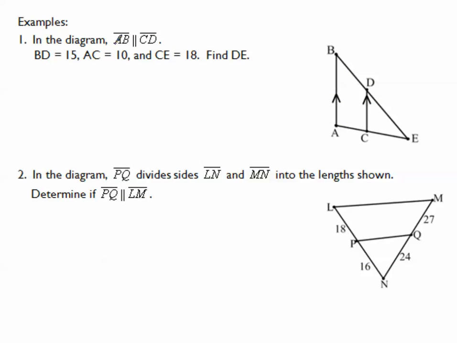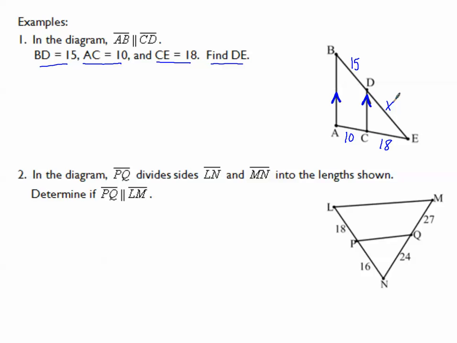Let's look at some examples to see how this can work for us. In the diagram, this tells us segment AB is parallel to segment CD. So that's shown in the picture. AB is parallel to CD. BD is 15. So I'm going to put that in the picture, 15 for BD. AC is 10, so AC, put 10. CE is 18. Find DE. We'll put X there because we don't know it.